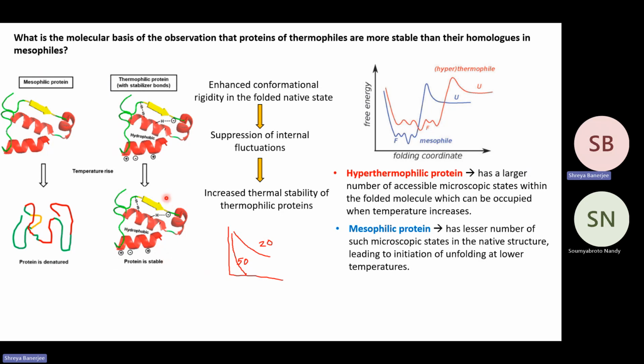It is still stable. So the bacteria which are found in natural hot springs or volcanoes, they have this kind of thermophilic protein where the number of non-covalent interactions holding the tertiary structure together are much stronger, and the number of interactions are also greater.